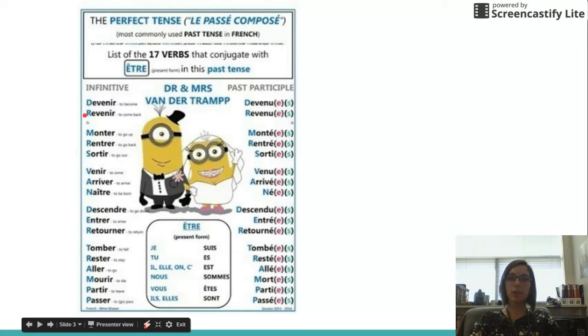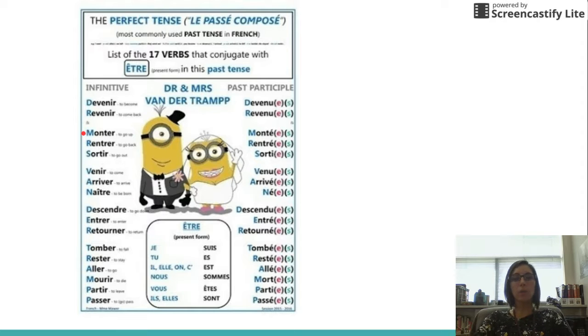So devenir and revenir, we already learned, are to become and to come back. Monter, if you think about mounting a horse, you go up, you climb. Rentrer is like entrer, to enter, but to re-enter. Sortir is to go out. We say this when I say sortir une feuille de papier. Venir, we already learned, is to come. Arriver, to arrive, which is a clear cognate. Naître, which means to be born.